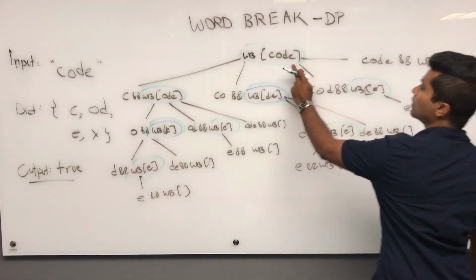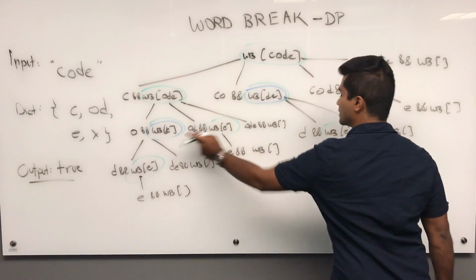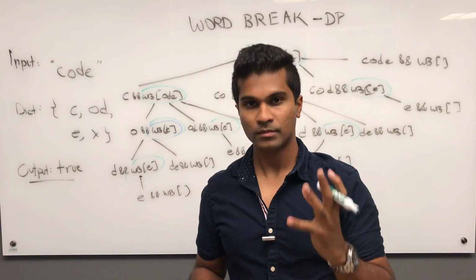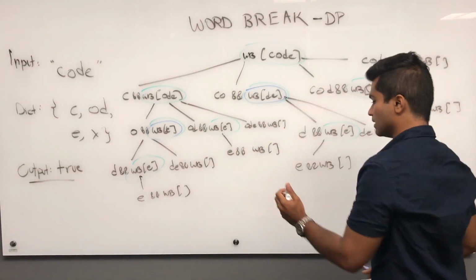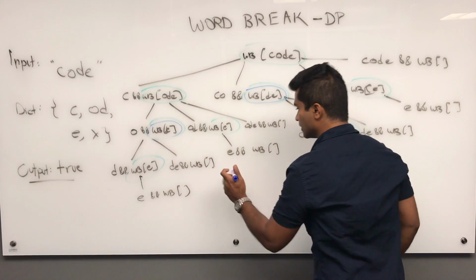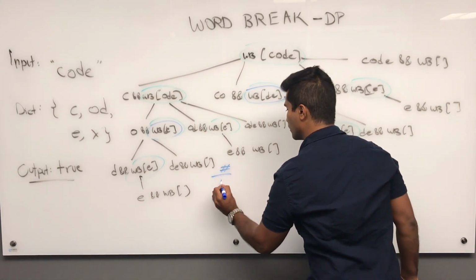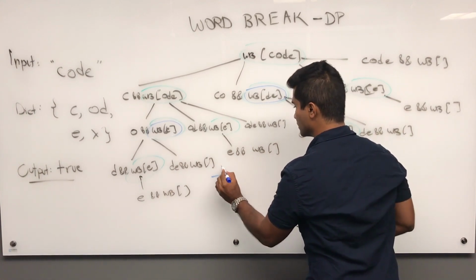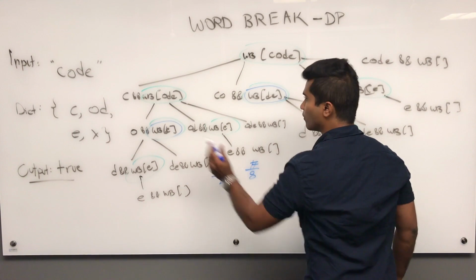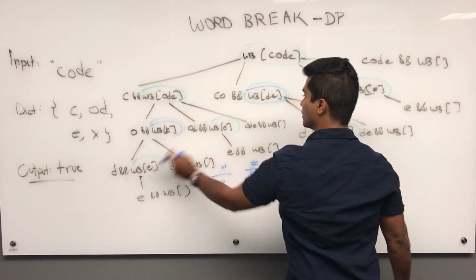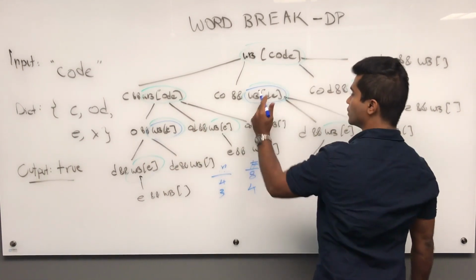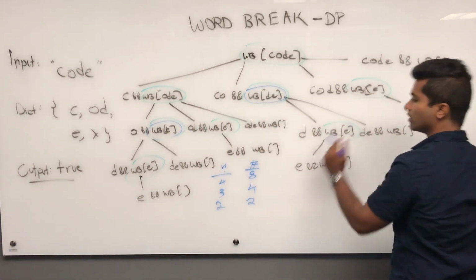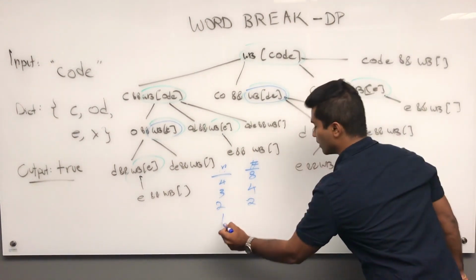Okay, so how many is that? 1, 2, 3, 4, 5, 6, 7, 8. So for a string of length 4, we're going to have 8. n is 4, and the number is 8. For length 3, it's 1, 2, 3, 4. So 3 is 4. For 2, it's going to be 1, 2. 2 is 2. And 1 is going to be 1.